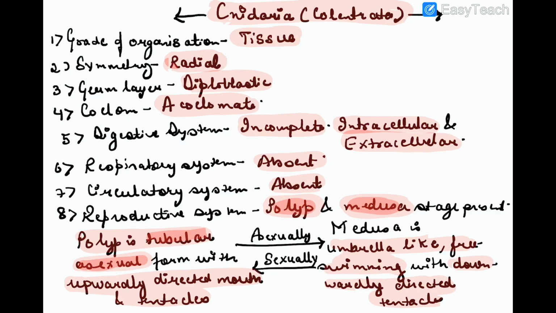Polyp produces medusa asexually, whereas medusa produces polyp sexually. So there are two stages, polyp, which is an asexual stage, and medusa, which is a sexual stage.